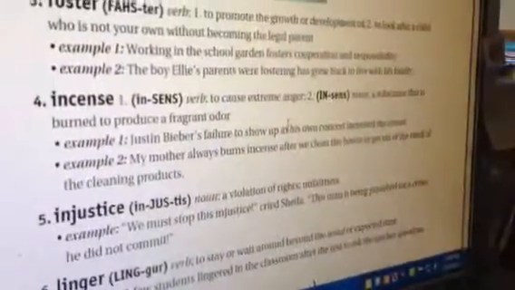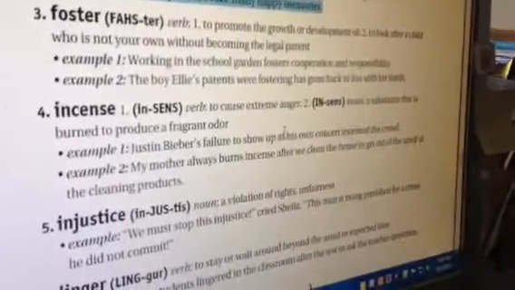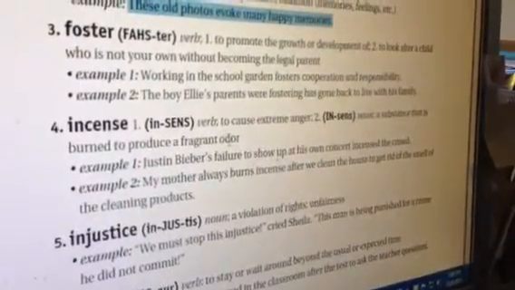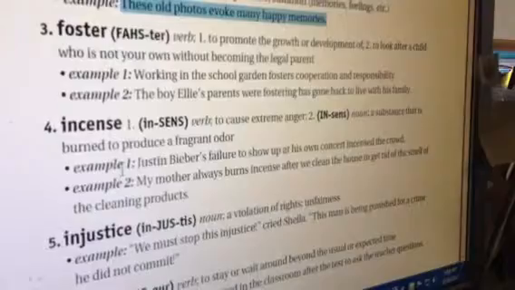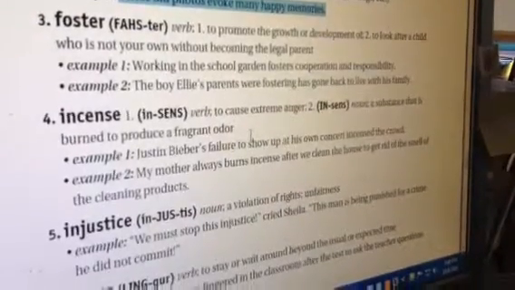The next word is incense. To cause extreme anger. The word incensed means very angry when you add the ed to the end of it. It means to cause extreme anger. Or the noun version is a substance that is burned to produce a fragrant odor. So people might burn an incense. Don't do this. It could be dangerous. Don't ever play with fire. Only do this if your parent is there to supervise. But if your parents are there to supervise, then you can burn an incense, and it gives off a great smell, depending on what smell it is.